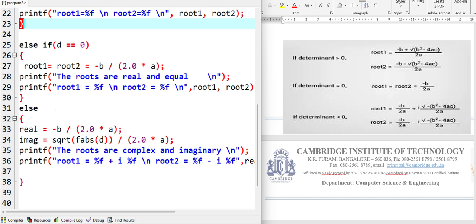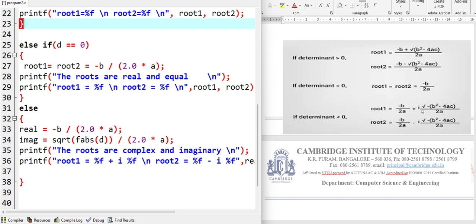That is D less than 0. So if D is a negative value, how to calculate it? See here, you can see in the last case, root 1 equal to minus B by 2A plus minus B by 2A minus in both the roots. So first part is a real part. Here we are calculating the real part first, so that's why we are using these variables real and imaginary. So real equal to minus B by 2A. That is here the first part.